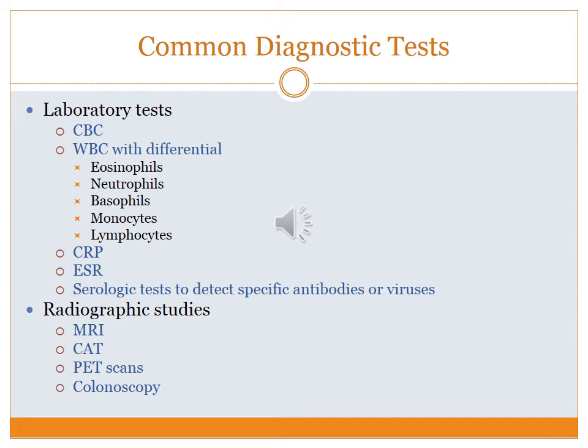And then we talked about the different diagnostic tests. We talked about the CBCs, the white blood count with differentials. So you're looking at your eosinophils, neutrophils, basophils, monocytes, lymphocytes, CRP, ESR, and then again your radiographic.